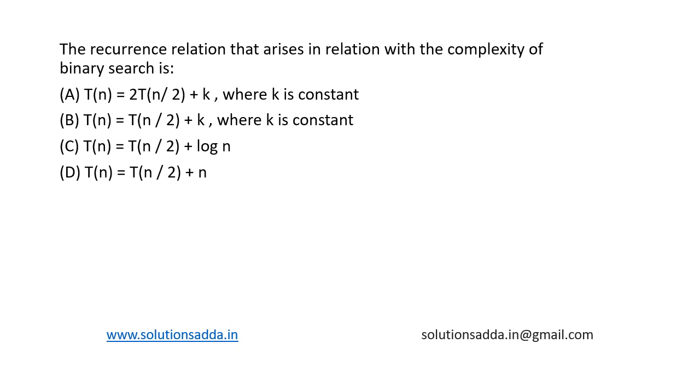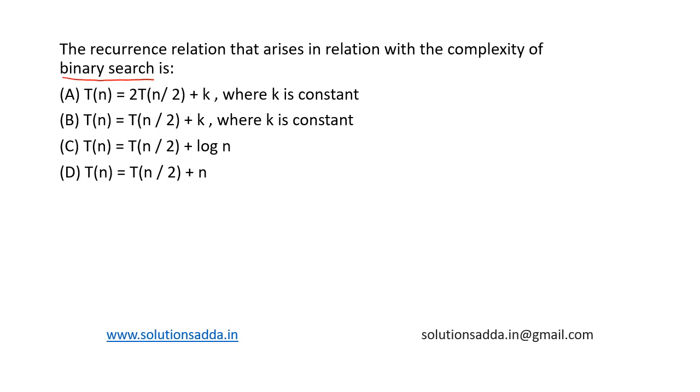This is a question from algorithms. The recurrence relation that arises in relation with the complexity of binary search is, and 4 options are given. Binary search happens in a sorted array. The time to search in an array of n elements is equal to the time to search in an array of n by 2 elements plus k comparisons.